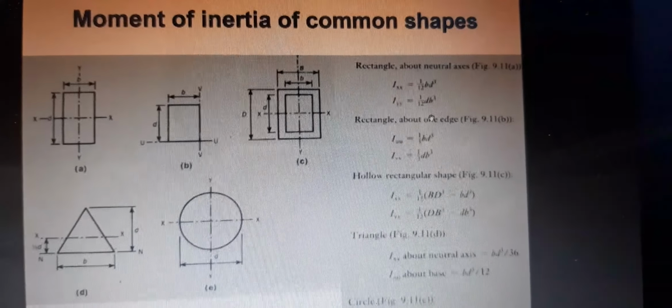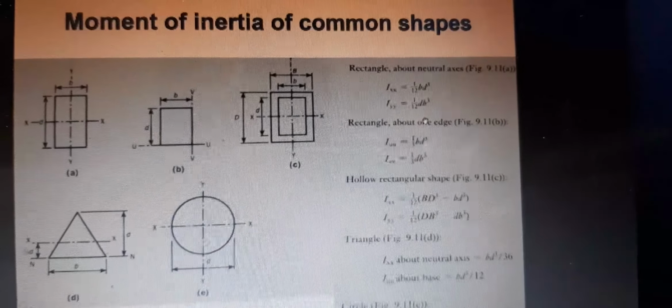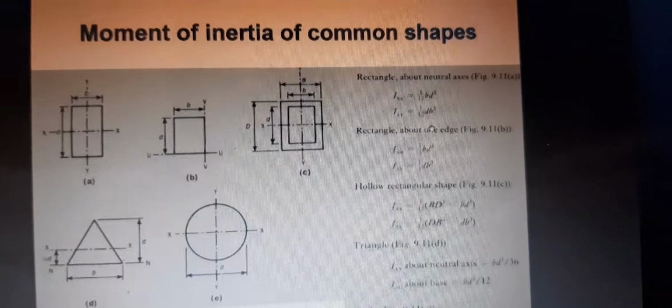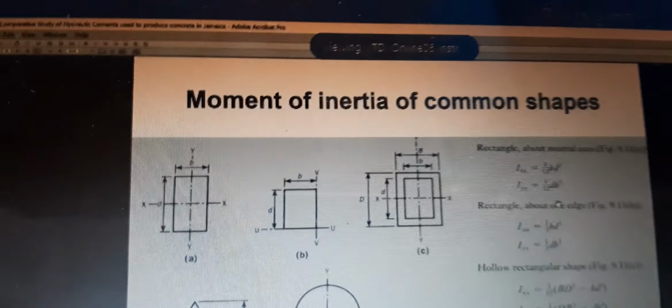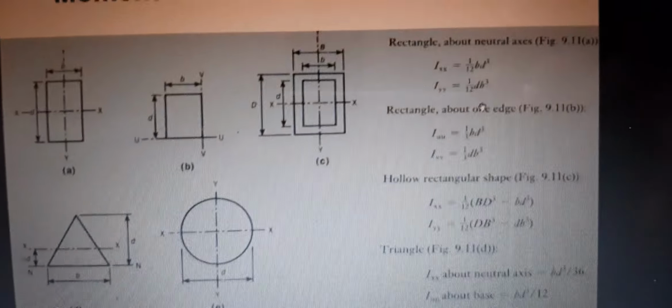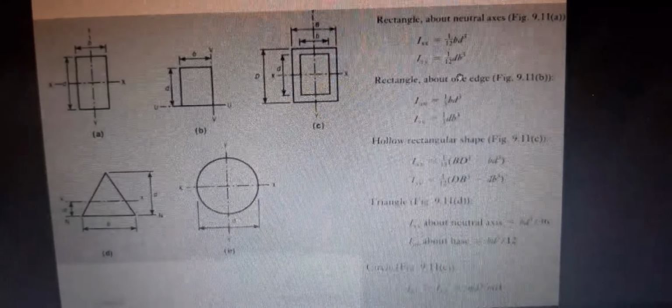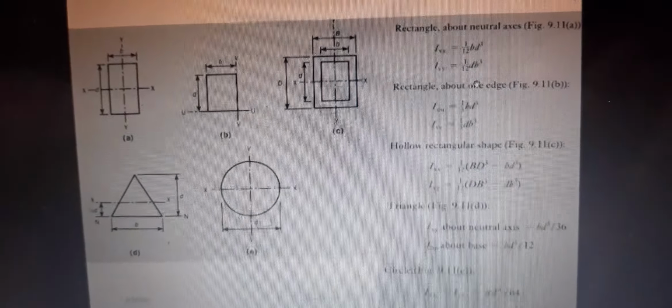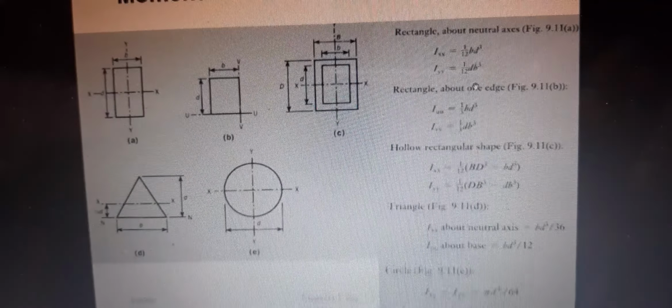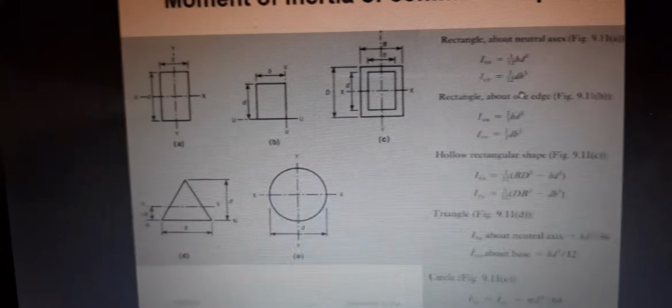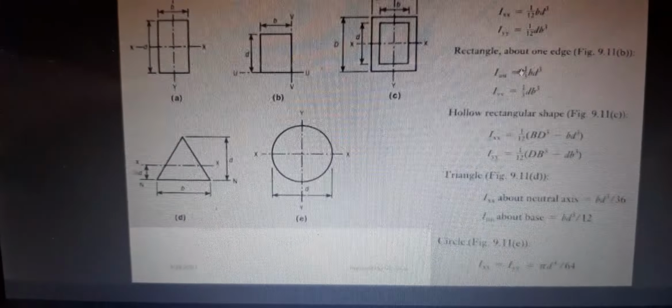IXX is 1 over 12 BD cube. That's the base times the depth cube. And for IYY, it is the depth first and then the base cube. It doesn't matter which order you write it. If you want to write the base first, just ensure that it is cubed. Good? If you want to write the depth first, fine. Write the depth, but nothing is assigned to it. And so on. So this is what you have to know about the neutral axis.